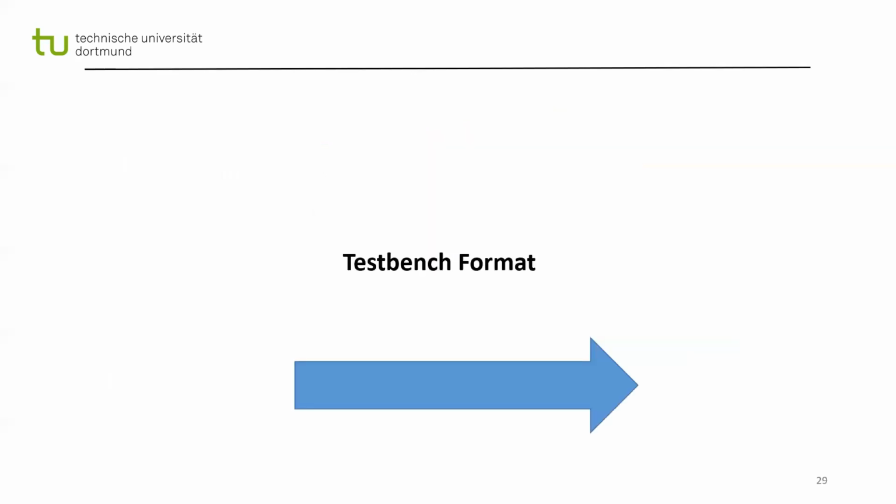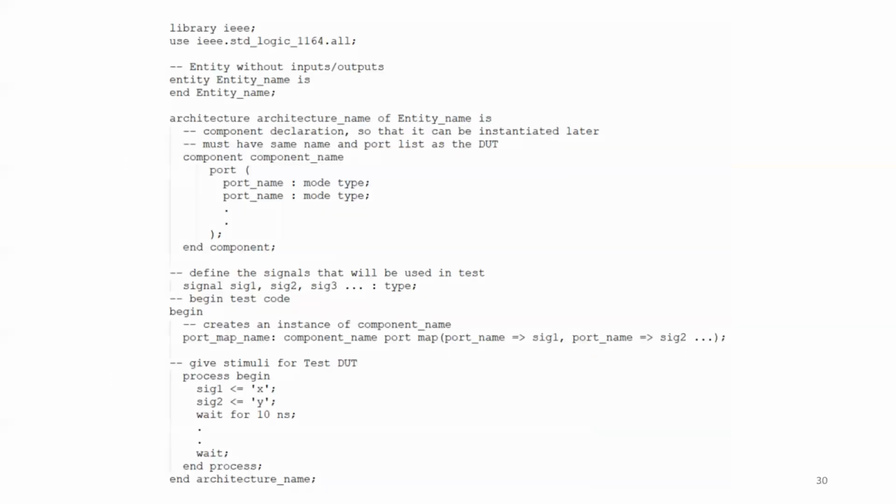We will now look at the Testbench format that should be followed. Basically, similar to a normal VHDL program, we have the library IEEE, by which we can use any functions or variables in this library. We have our entity declaration part without any inputs or outputs. The entity name is entity and entity name. And in this part, we have our architecture declaration.